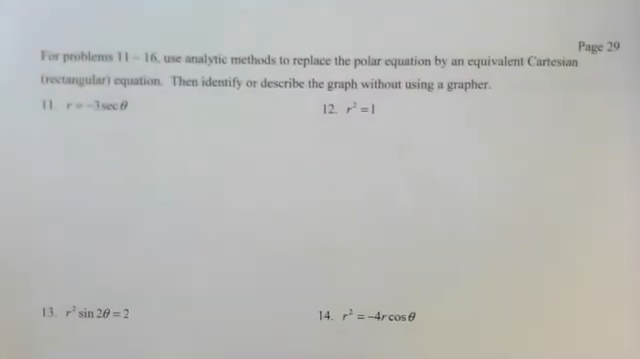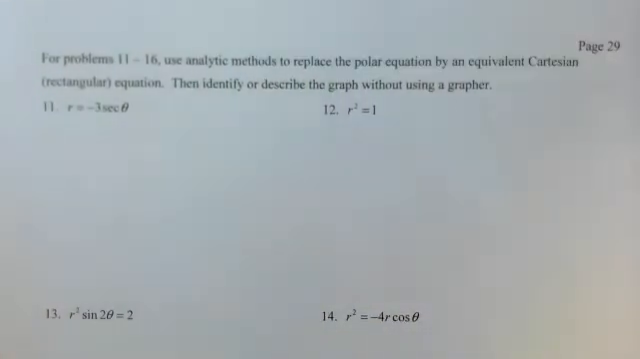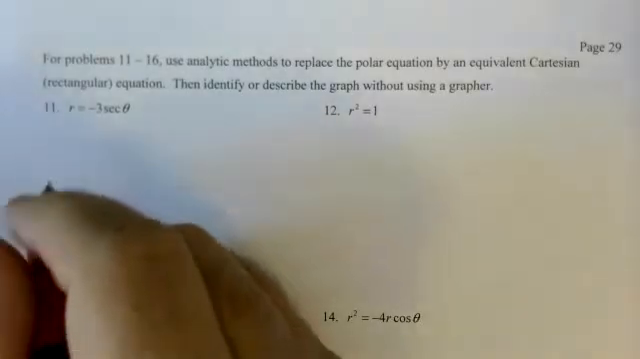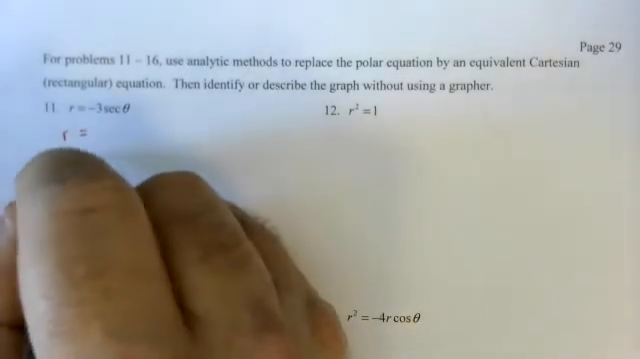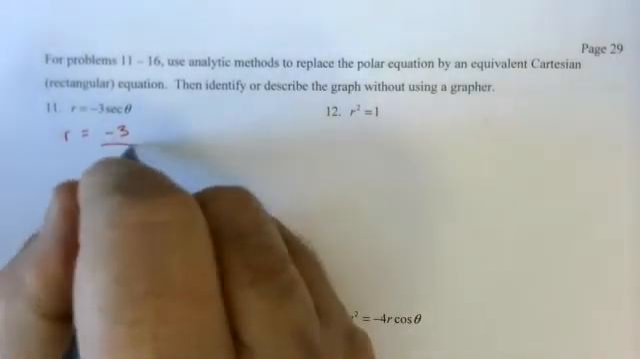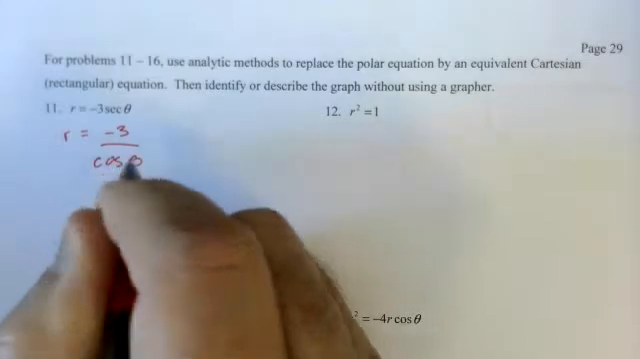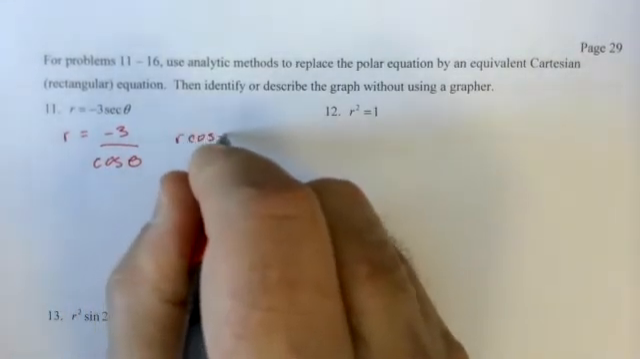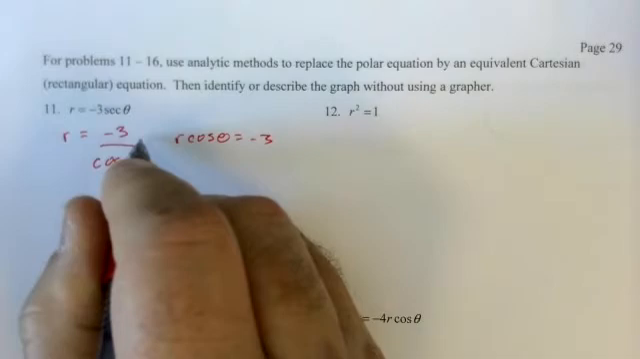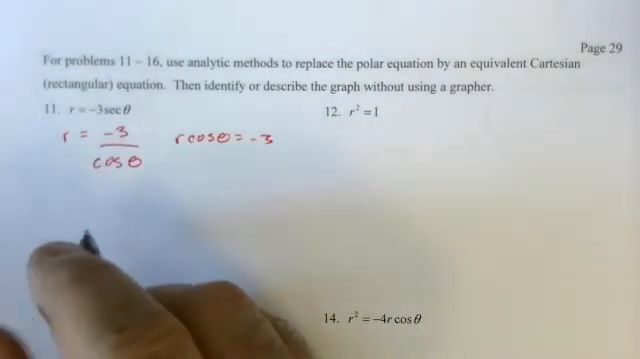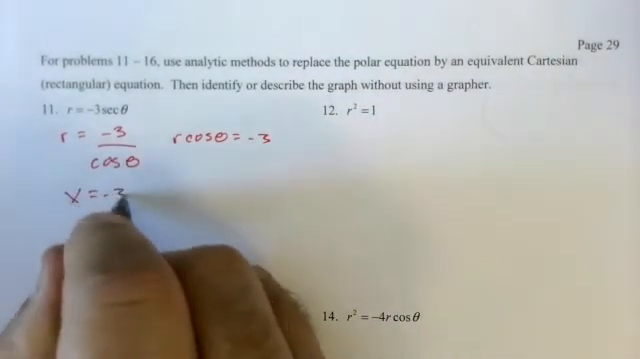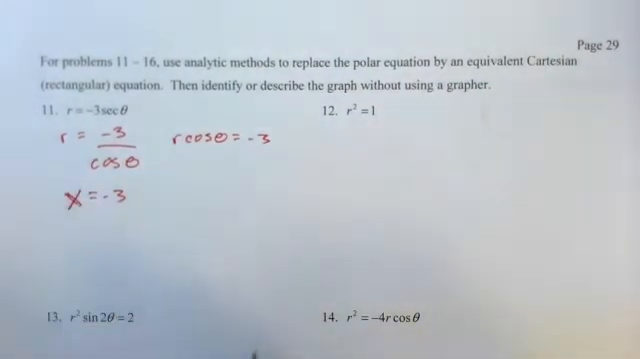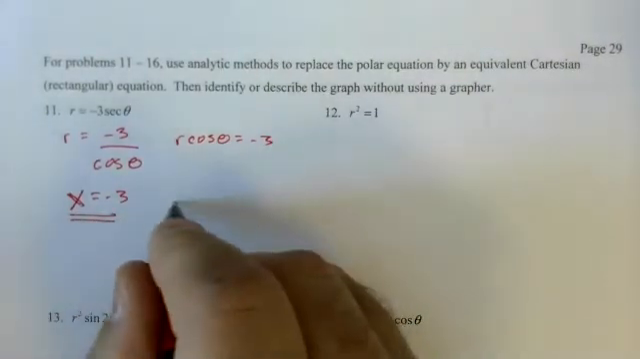All right, use analytic methods, blah, blah, blah, which is a lot of just praying that this works. r equals -3 over cosine of theta. r cosine of theta equals -3 if we multiply by cosine up here and here. Therefore, we end up with x equals -3. It's just a vertical line.